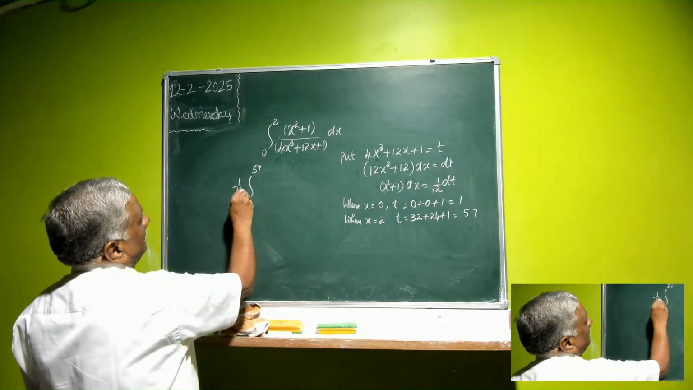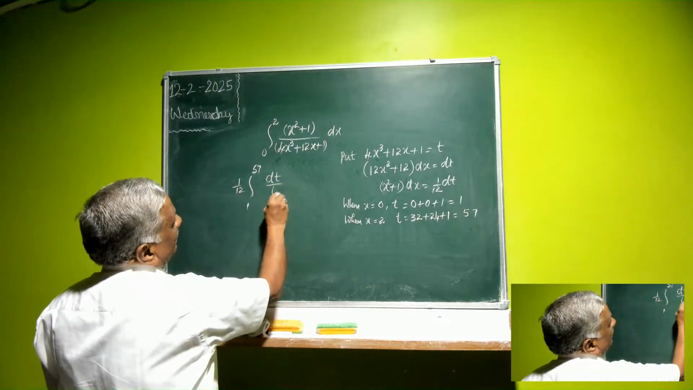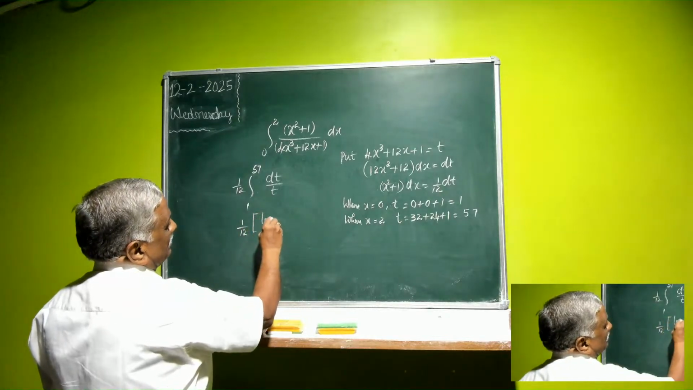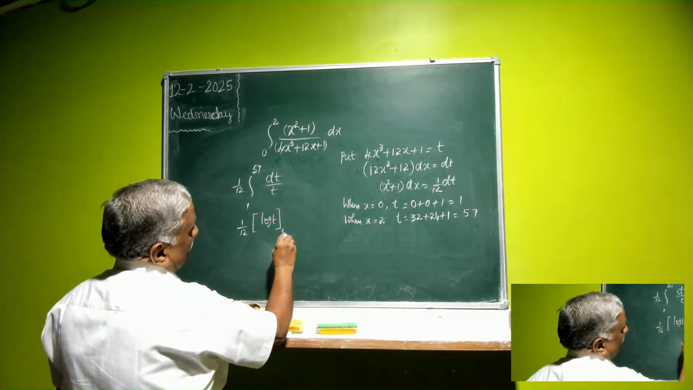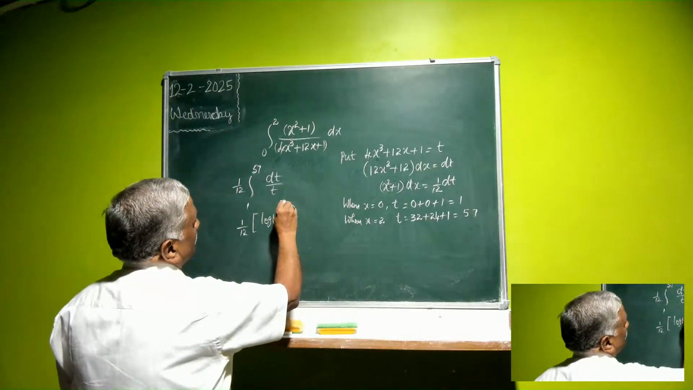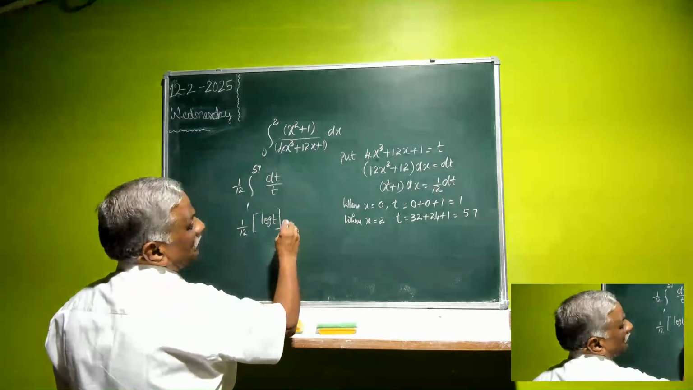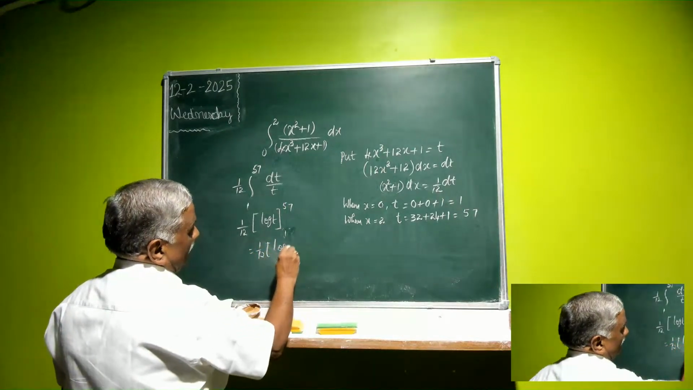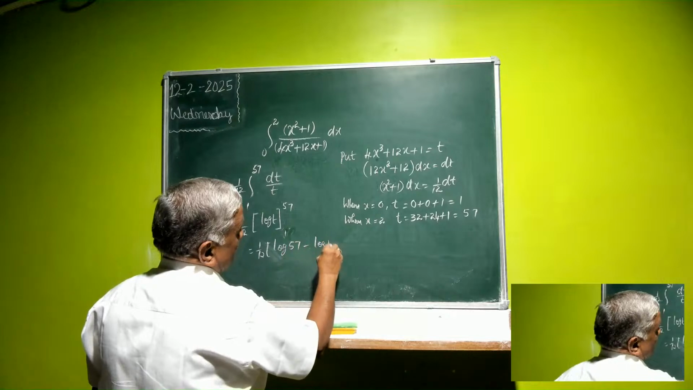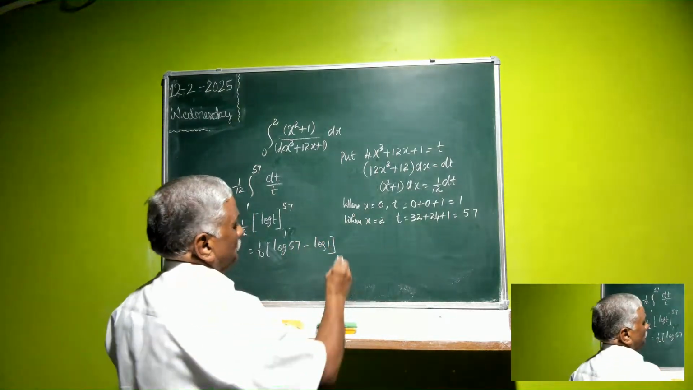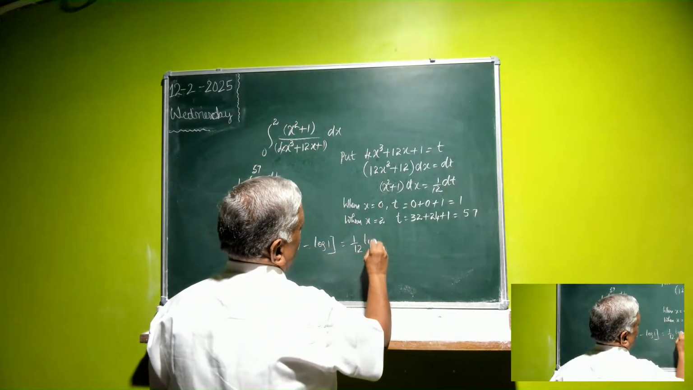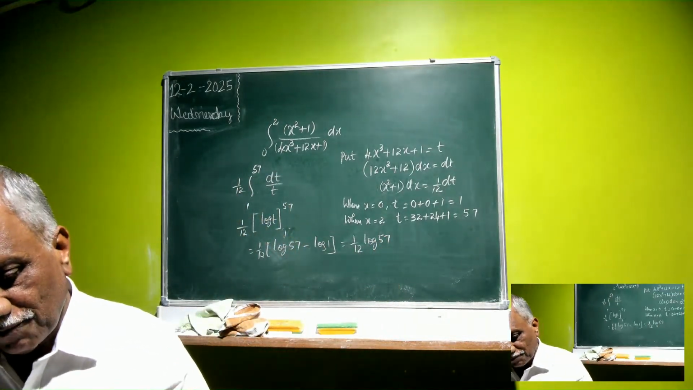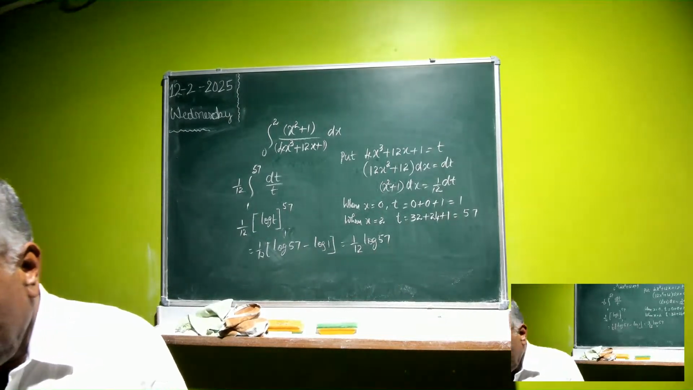1 by 12 outside, this is dt by t, that is 1 by 12, dt by t is log t, from 1 to 57. So 1 by 12 into log 57 minus log 1. Log 1 is 0. So you can write it as 1 by 12 log 57. That's the answer. Let me work one problem of definite integral involving trigonometric function.